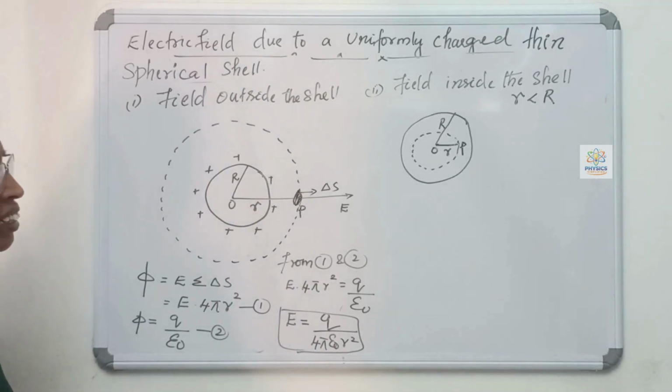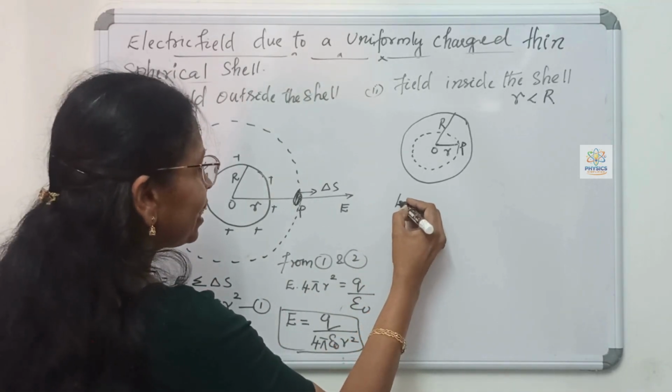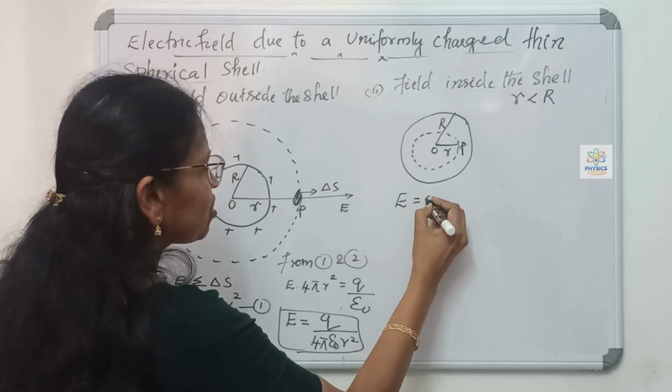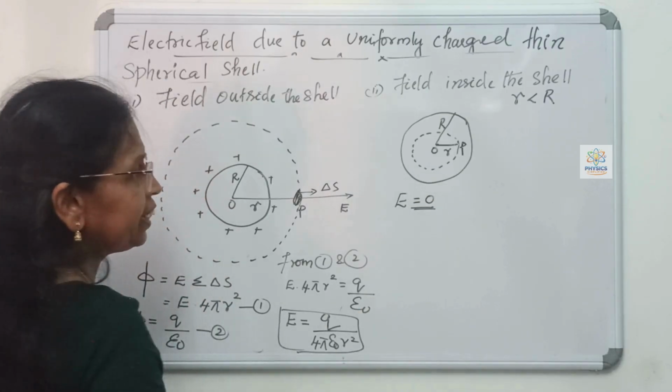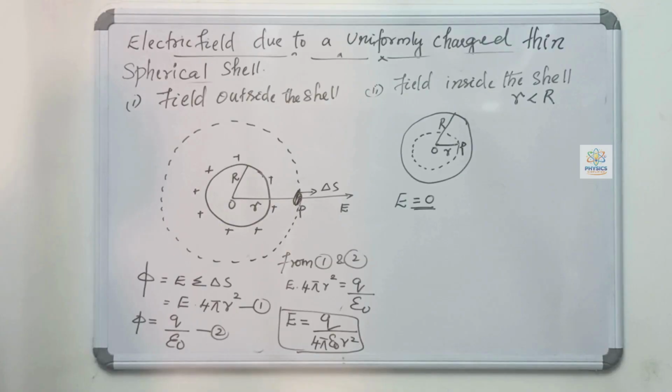So in this case, the electric field intensity is always 0. The reason is the Gaussian surface does not enclose any charge. The charge always resides outside, so the electric field intensity inside the shell is 0.